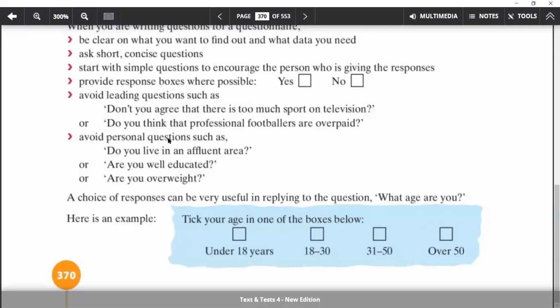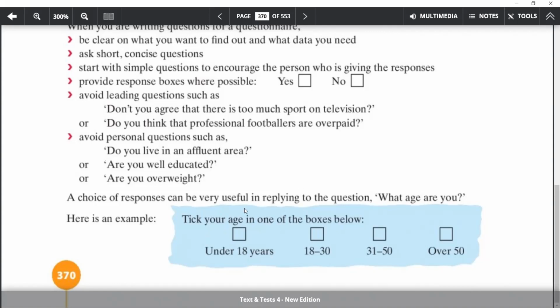And then personal questions, or questions that aren't objectively obvious. Do you live in an affluent area? That very much depends on how the person perceives what affluent might mean. Are you well educated? Again, for some people that might mean, yeah, I'm well educated, I'm 16 years old and I've just done fourth year. Other people might say, well, no, I'm 16 years old and I've not got any university degrees or anything like that, so I'm not well educated. People aren't going to answer this "are you overweight" question honestly, so there's no point in asking that kind of question. Whereas a question that said, fill out which category of weight would you fall into.